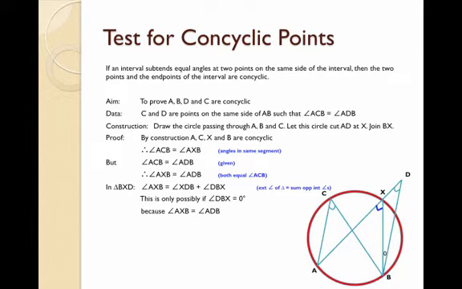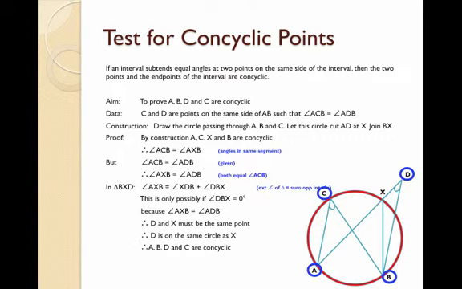Now, this is only possible if angle DBX is 0, because angle AXB is supposed to equal angle ADB. And this means that D and X must be the same point, which means that D is on the same circle as X, making A, B, D, and C concyclic points.